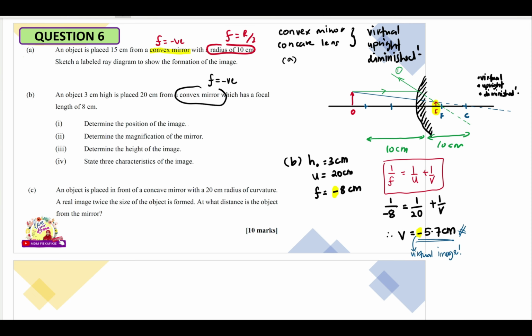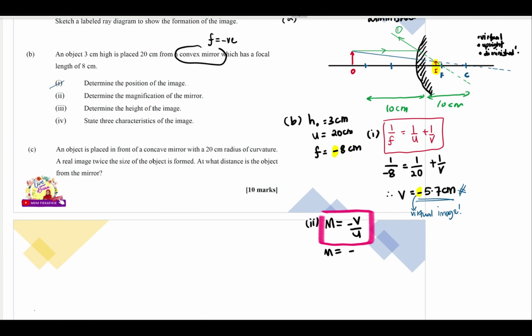So kalau virtual, image dia mestilah upright lah. Virtual adalah upright. So, kita nak kira apa lagi? Determine the magnification. So, kita dah ada U, kita dah ada V. So, we can straightly calculate. So, this is B1, and then B2. So, magnification is equal to negative V over U. Macam biasalah. Okay, masukkan nilai. So kita boleh dapat magnification M is equal to negative 5.7 over 20.